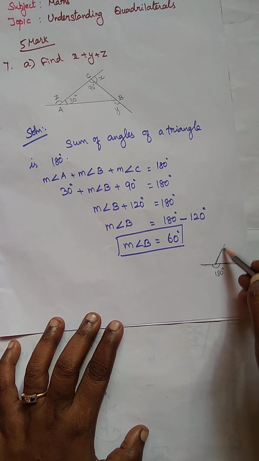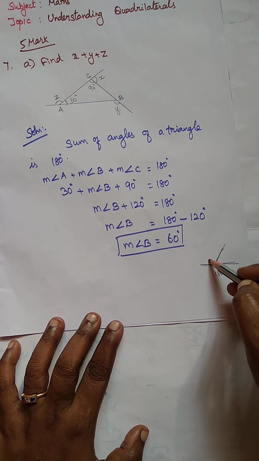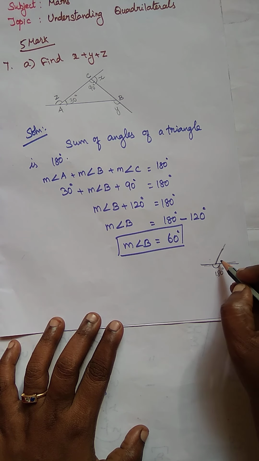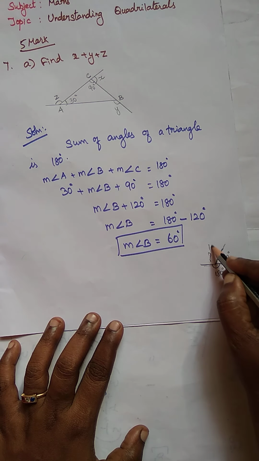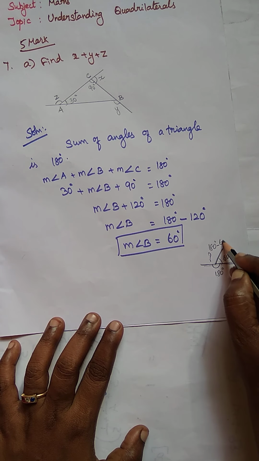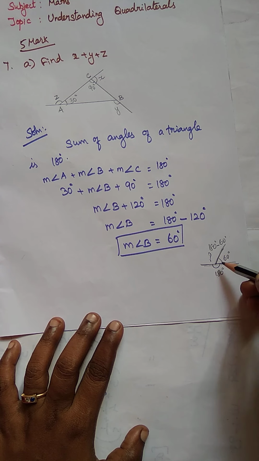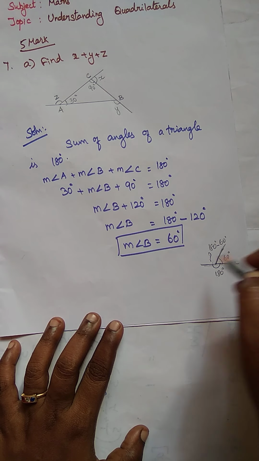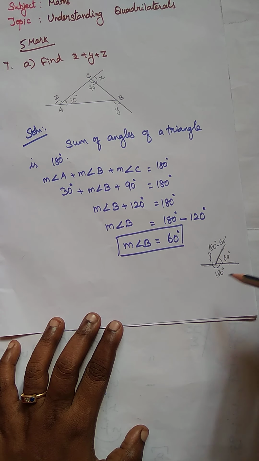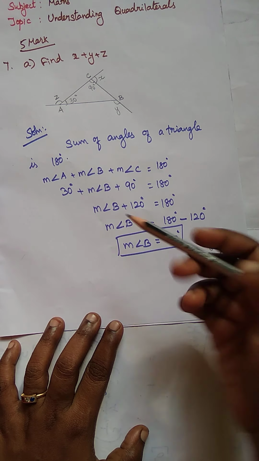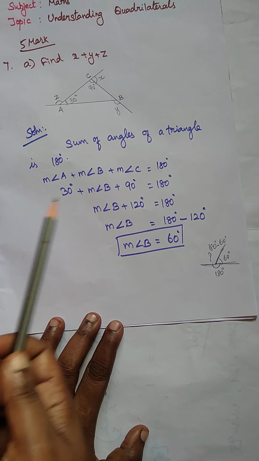If another line divides it into two parts, and here one part is 60 degrees, what is the remaining angle? Here it is 180 minus 60. Clear? So when a line cuts a straight line, the remaining angle is 180 minus 60. This is called a linear pair. Using this we apply and find the angles x, y and z.